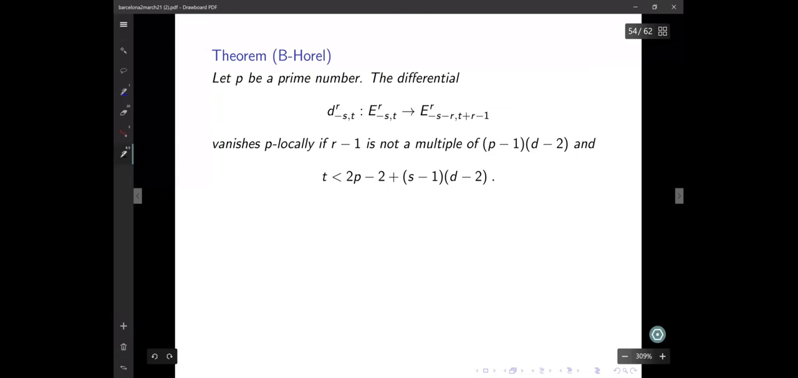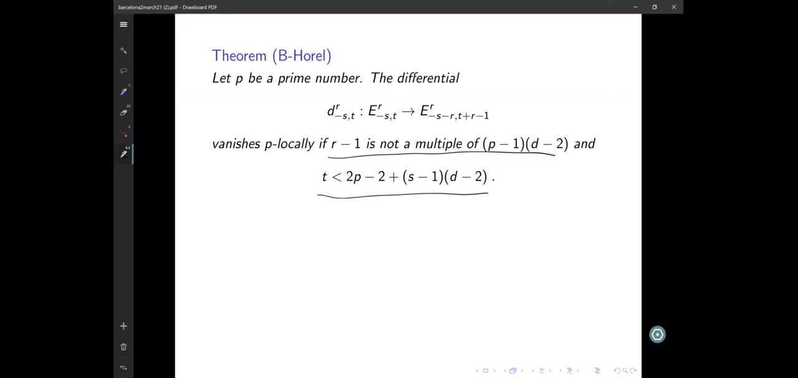So with this, the technical result that we prove about the spectral sequence is that the differential will have to vanish p-locally if the following two conditions hold. The first one is this one, which is very reminiscent of this proposition which we had before, and the second one is this range of t's.